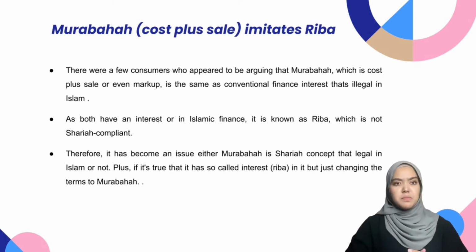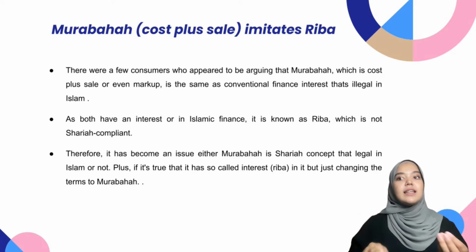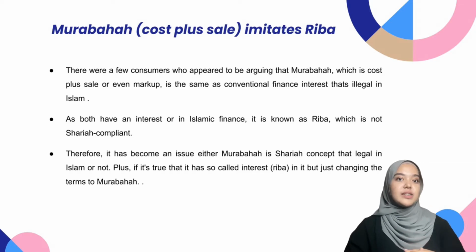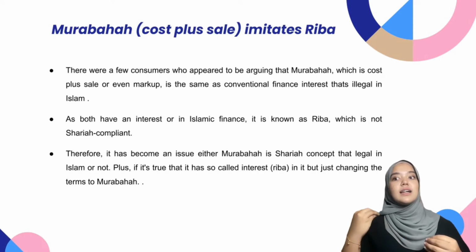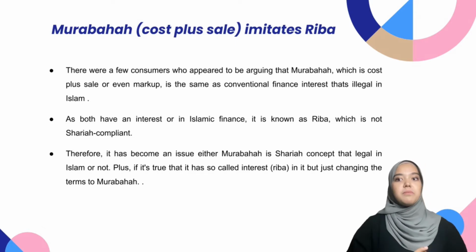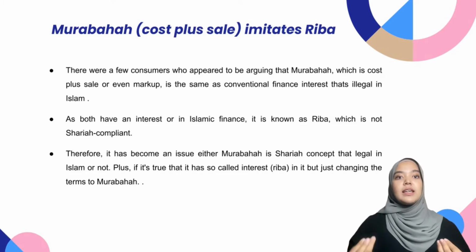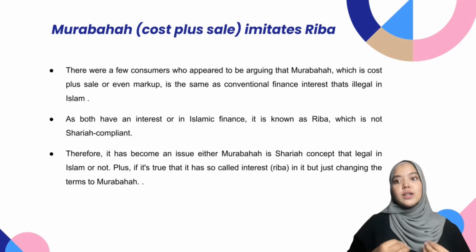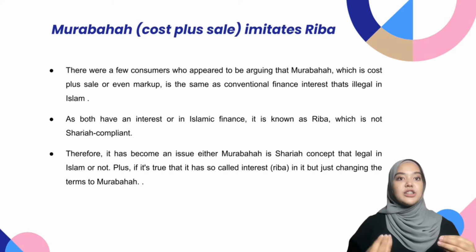There were a few consumers who appear to be arguing that murabaha, which is cost plus sale or even markup, is the same as conventional finance interest that is illegal in Islam, as both have interest, which in Islamic finance is known as riba, which is of course not Sharia compliant. Therefore, it has become an issue whether murabaha, which is a Sharia concept, is legal in Islam or not. Plus, whether it is true that it has interest, which is riba, in the PDS shown by Bank Islam.